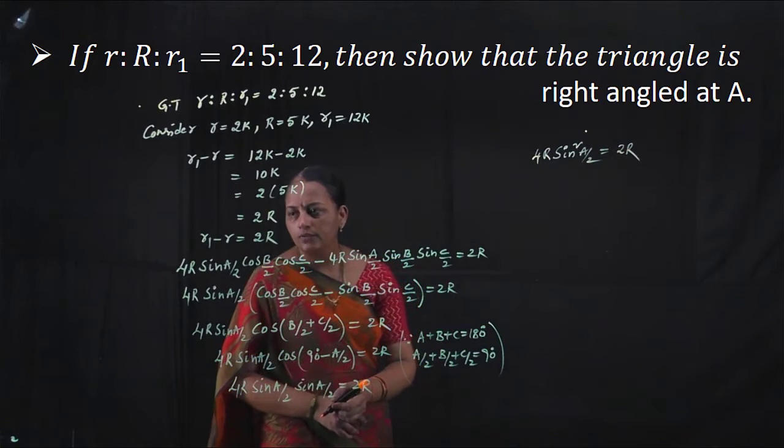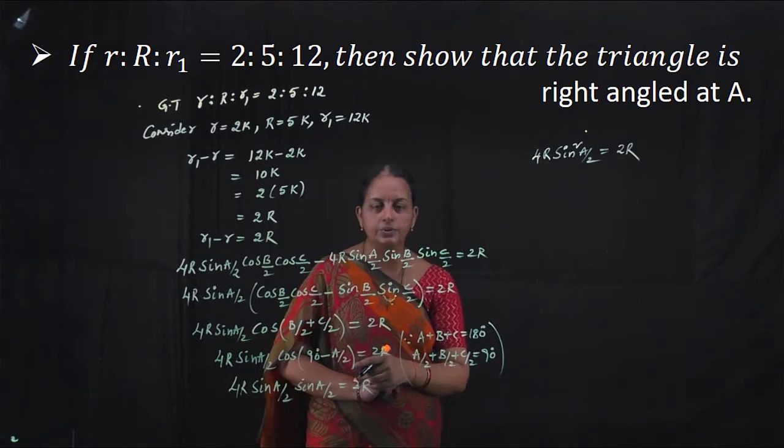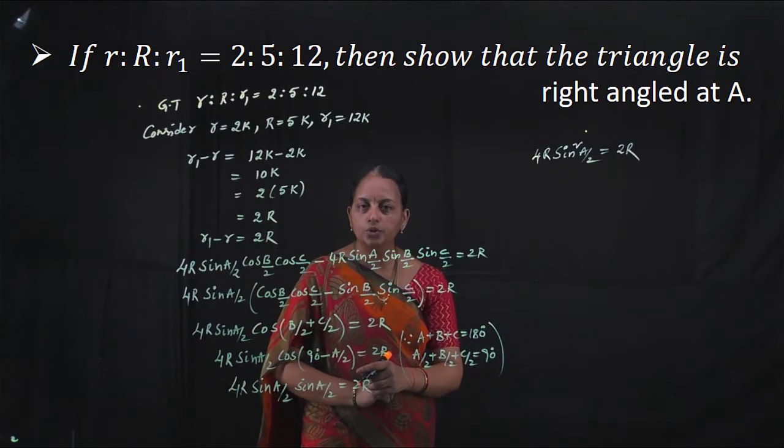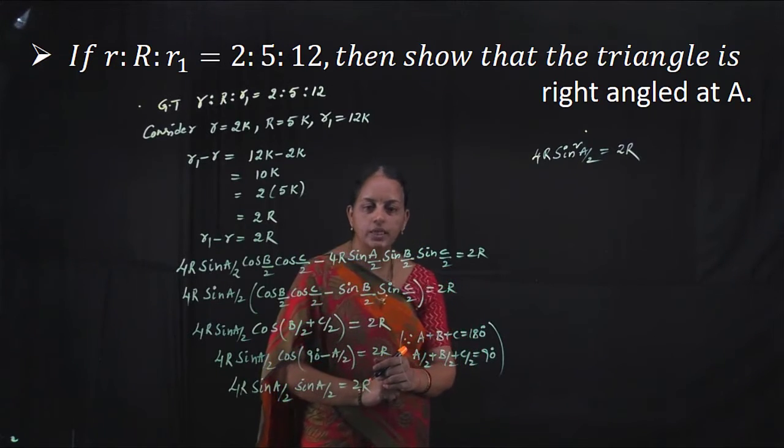Okay, we get R1 minus R is equal to 4R sin square A by 2. Similarly, we can prove R2 minus R is equal to 4R sin square B by 2 and R3 minus R is equal to 4R sin square C by 2.